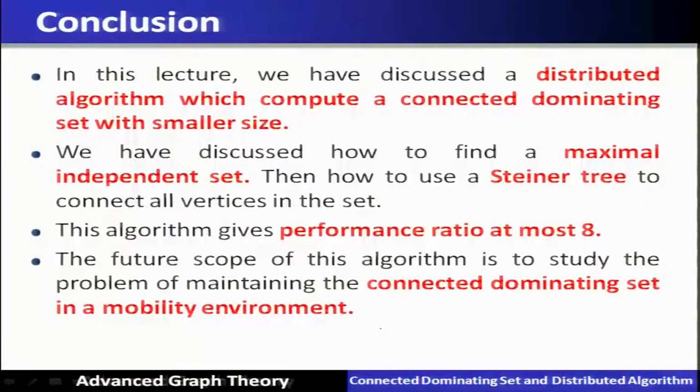Conclusion: in this lecture we have discussed the distributed algorithm for a connected dominating set of smaller size. We have seen that this construction requires first constructing a maximal independent set and then a Steiner tree to connect all these vertices, and we have shown that the performance ratio is 8. In future, the scope of this algorithm is to study the problem of maintaining CDS in a mobility environment. Thank you.